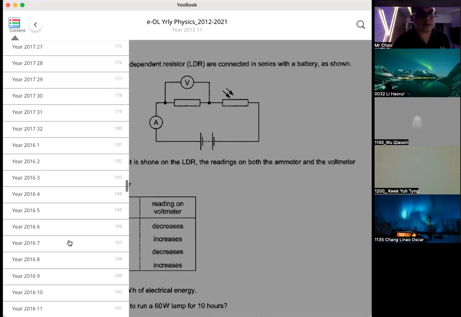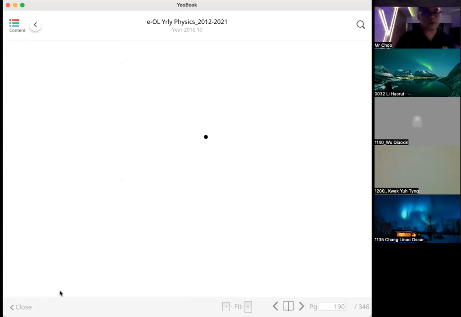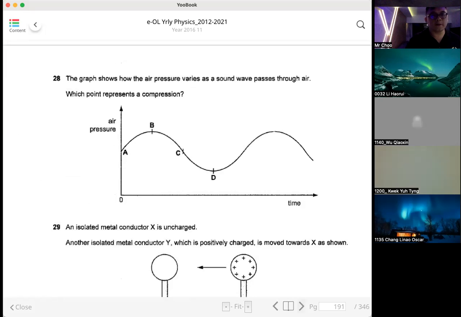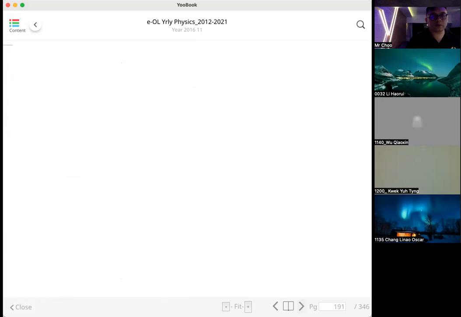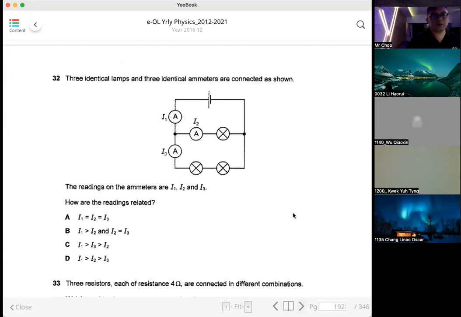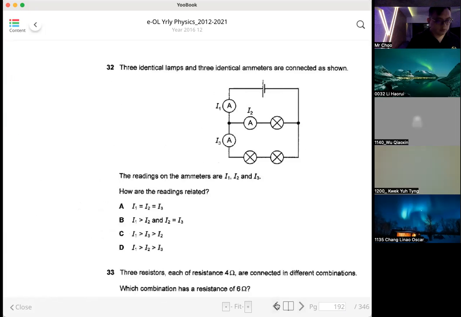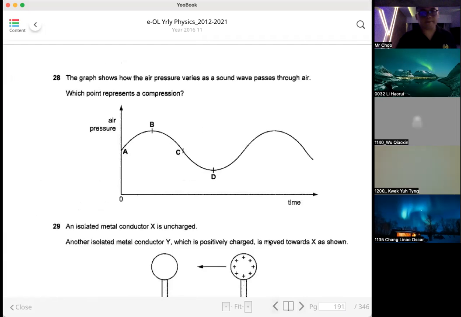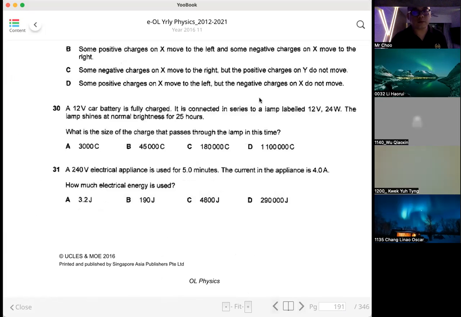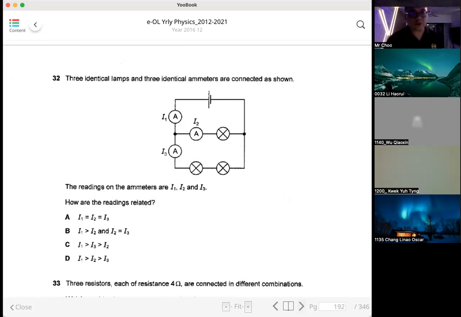2016. Let's do question number 31. Okay, all of you do question 31 now. Okay, let's not 31. Let's do question 32. Okay, do question 32. You all may begin.